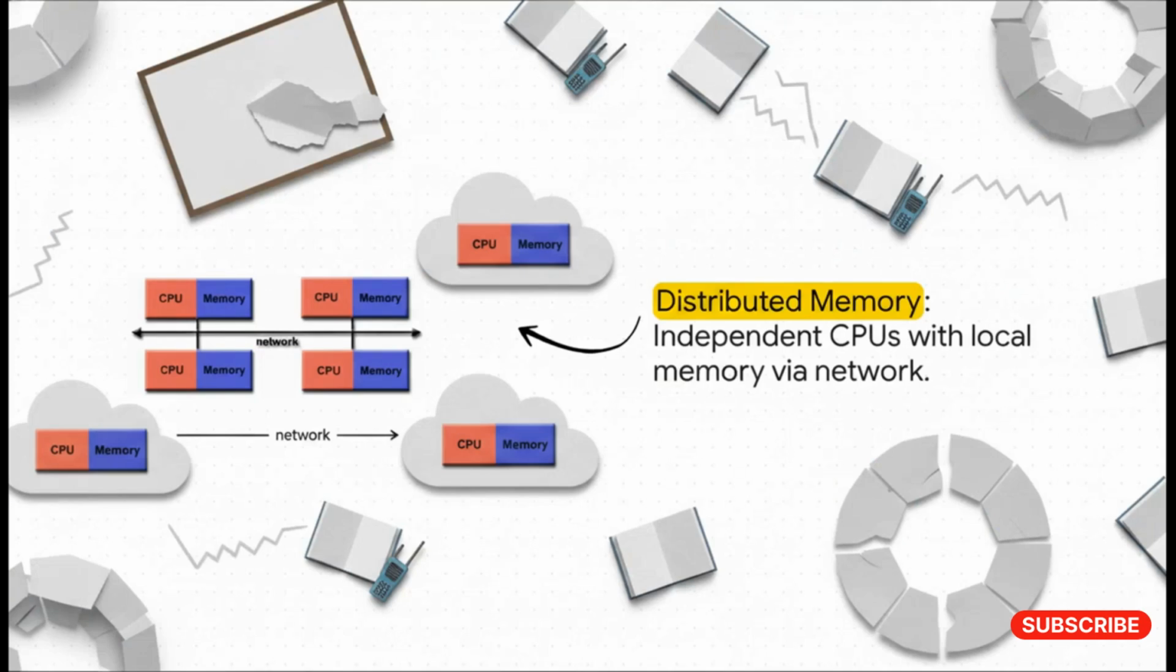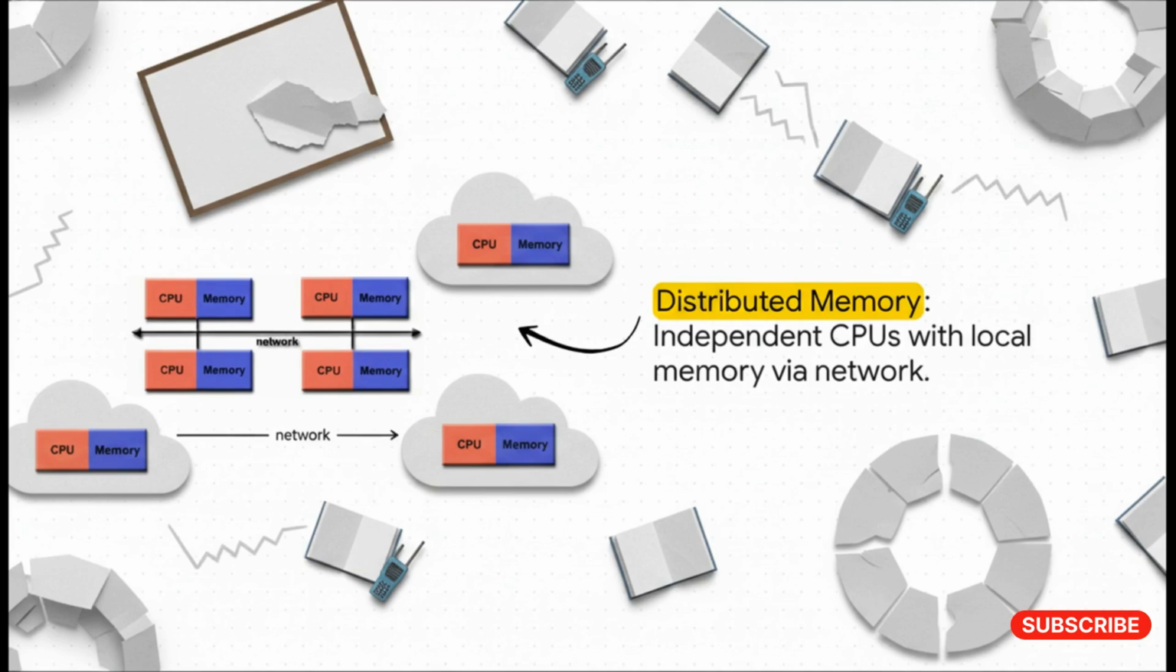We are officially throwing away the shared whiteboard. Notice that there is no central memory block here at all. Each CPU is paired strictly with its own local memory, and they're connected via a communication network. Memory addresses in one processor simply do not map to another. There is absolutely no global address space spanning across all these processors.